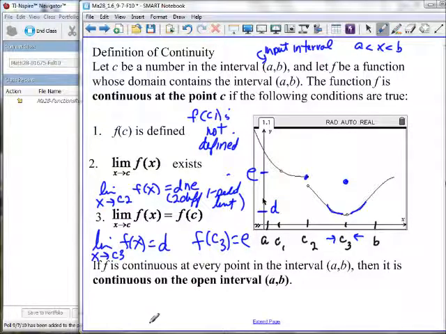Is it not continuous anyplace else? It's okay every place else. Every place else it's okay from A to B. So it's continuous everywhere except at those three places. It's important to know not just where the function is continuous, but where it's not continuous. So keep thinking of both of those.